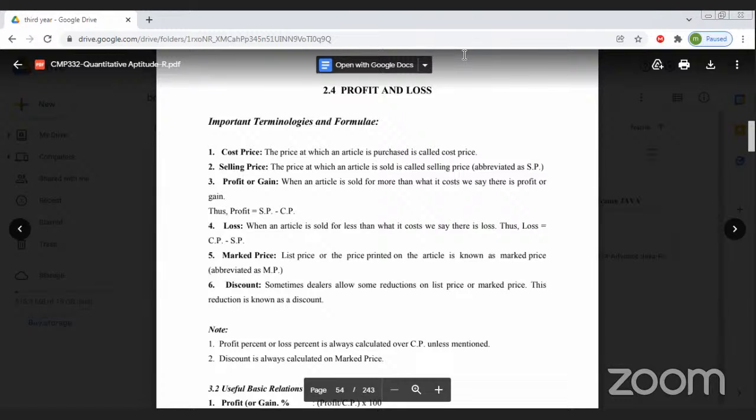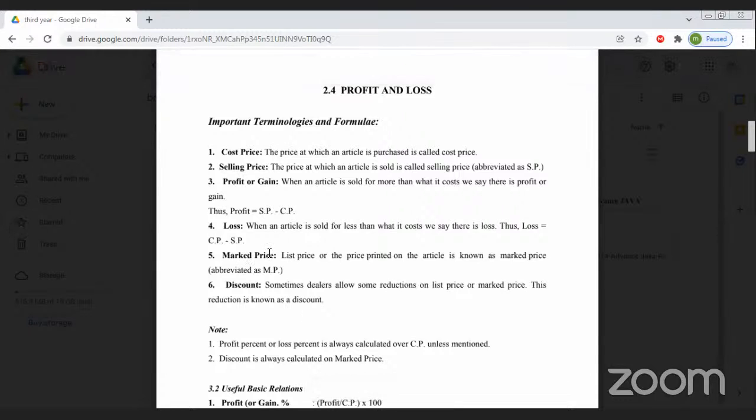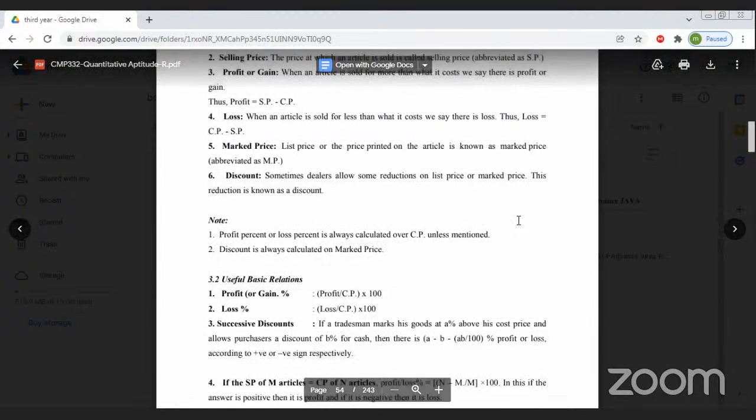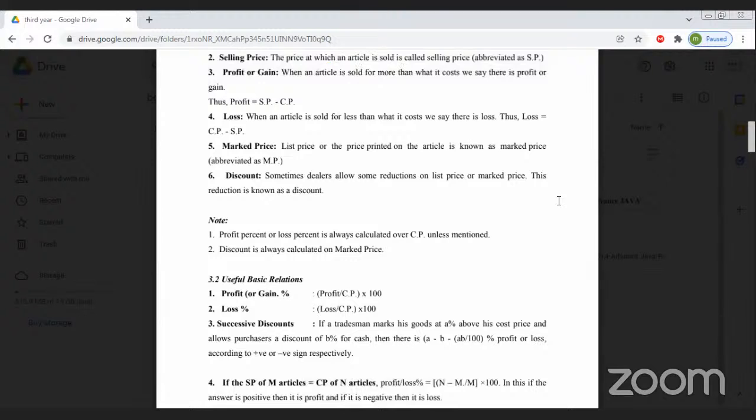selling price. Now profit means what? Selling price minus cost price. And mark price means what? The price which is there on the articles. Or else it is also called the list price. Now, how do you find profit percent? That is profit upon cost price into 100. And loss percentage, loss upon CP into 100.